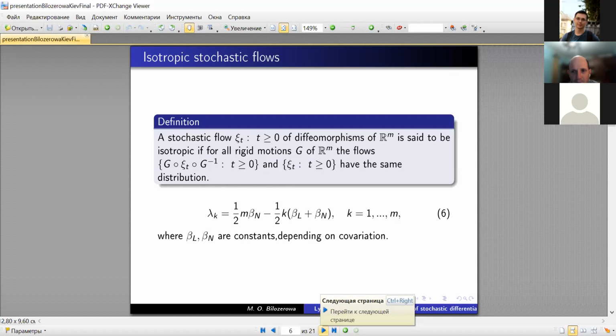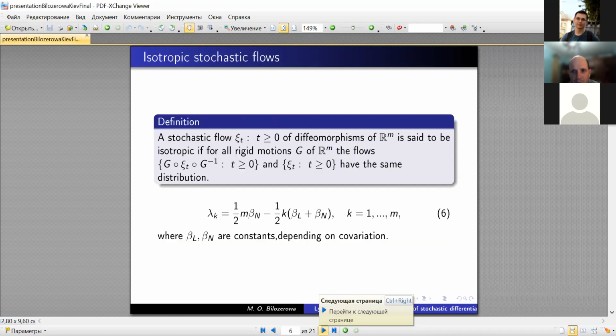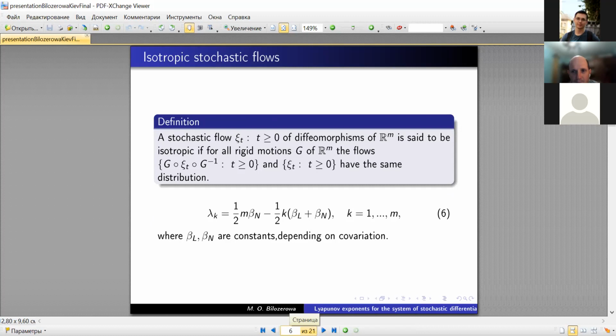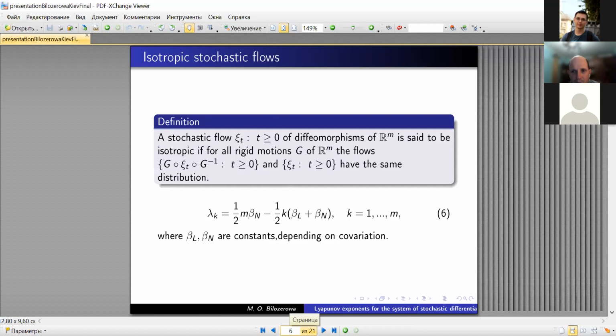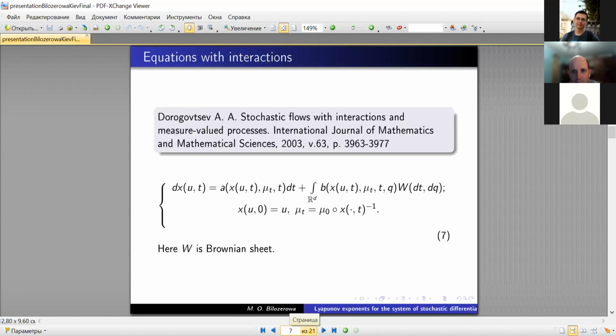The isotropic stochastic flow is characterized by its covariation, and in the same paper of Baxendale, it was proved that in this isotropic case, the Lyapunov exponent can be written by formula 6, and here beta L and beta N are non-negative constants depending on the covariation.